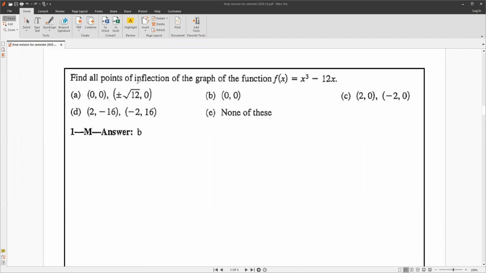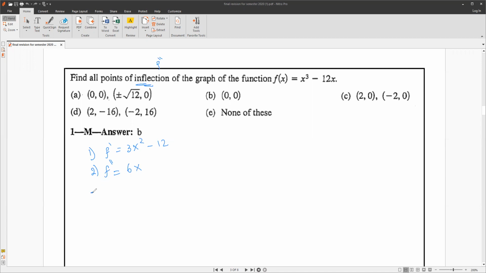Find all points of inflection. Points of inflection involve the second derivative, which I have to use on the graph of this function. Follow the steps; you have to remember the steps. I have to find the first derivative first, then the second derivative, because without the first derivative, we can't find the second derivative. It will be 3x squared minus 12, and here the second derivative is 6x, that's right.